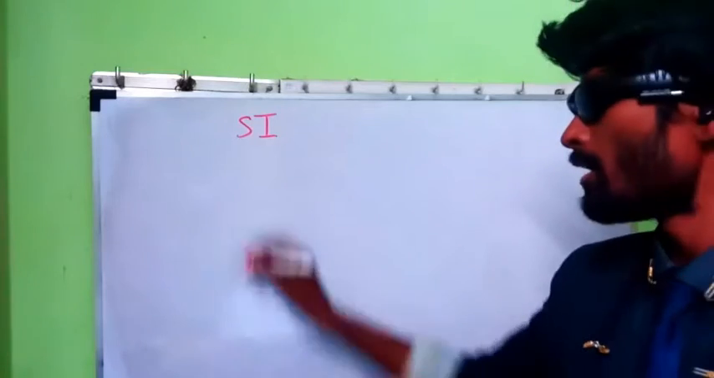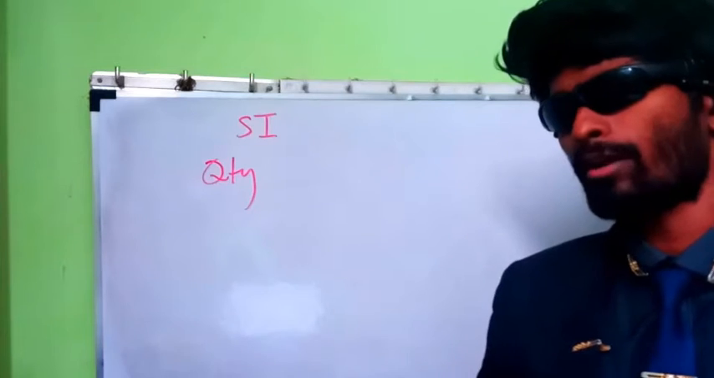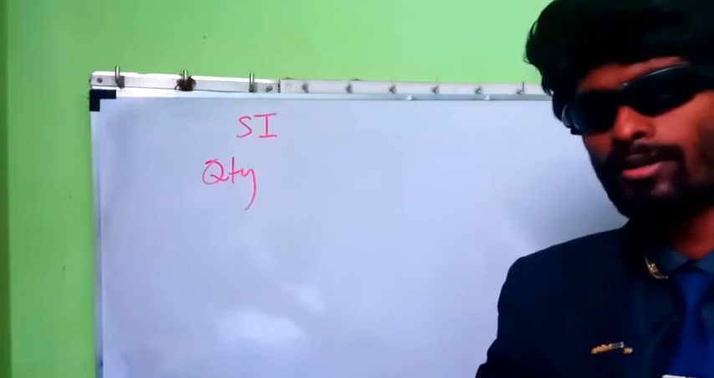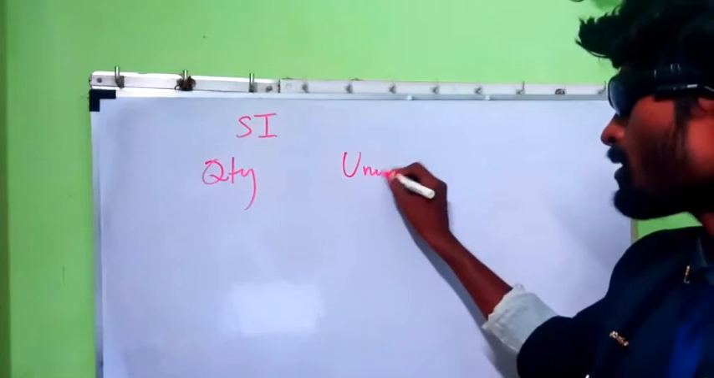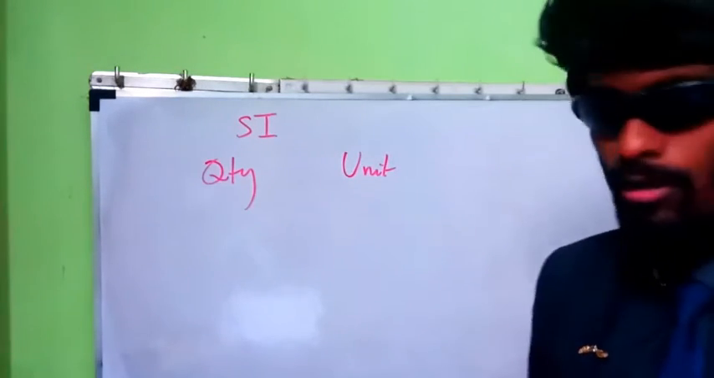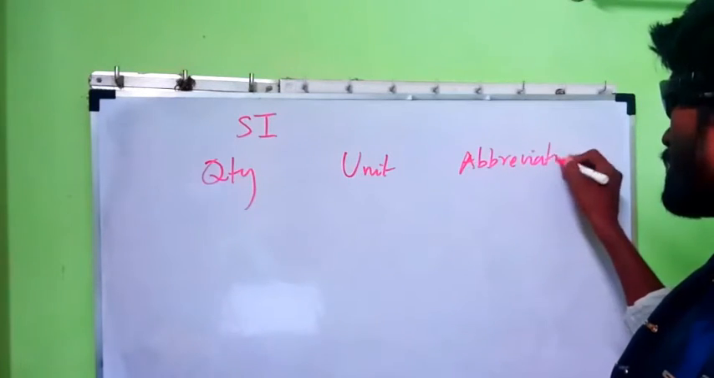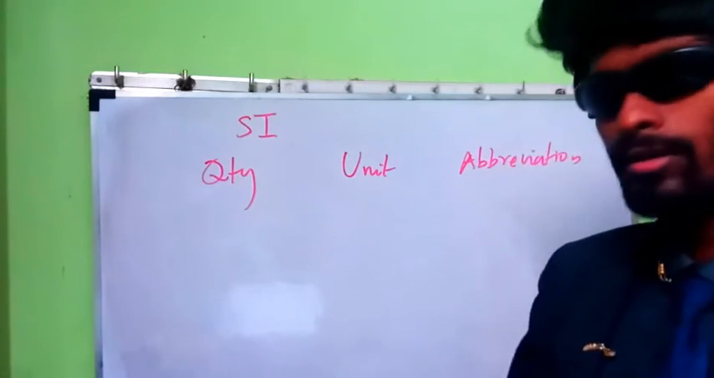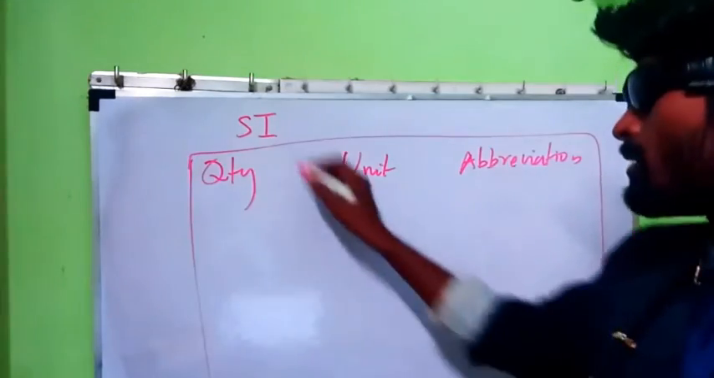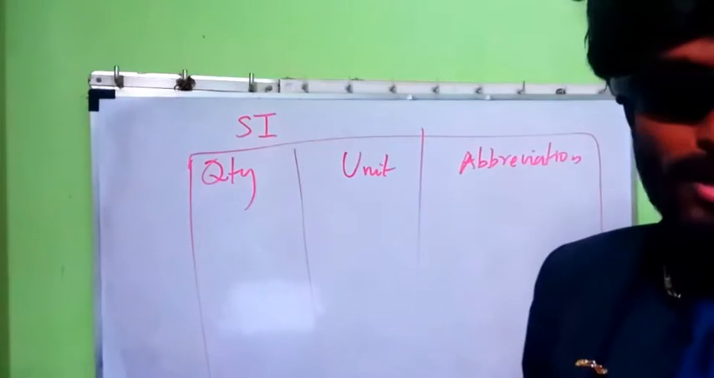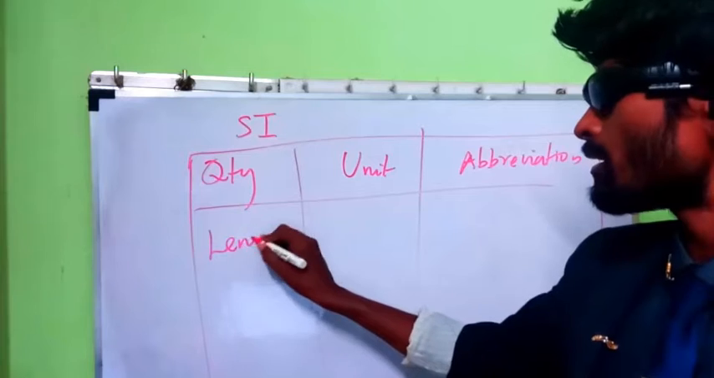The first one is the heading, that means the quantity. And for this quantity, what is going to be the unit? And afterwards, I want to say about the abbreviation. Now I go with a small tabular structure. In this tabular structure, the first quantity is length.